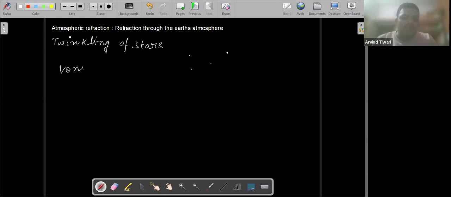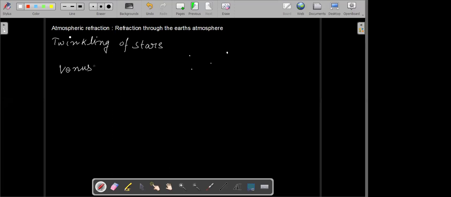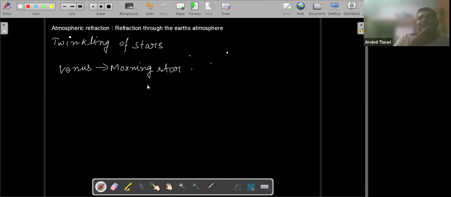Why do we call it the morning star? Because before sunrise, or when it's sunrise, it appears. It's the last star to be seen in the sky. That's why we call it the morning star. Since as the morning comes, all the stars start disappearing, during the morning time this is the last star to be observed. That's why we call it the morning star.